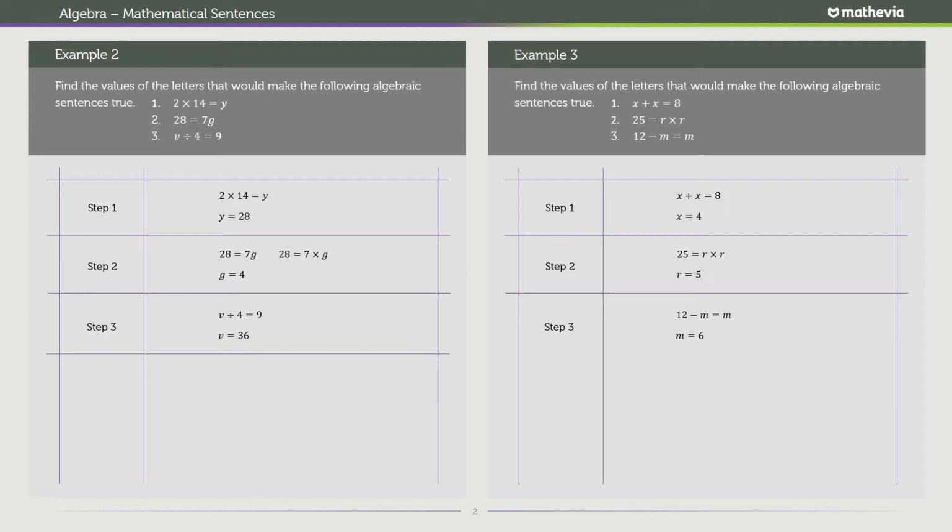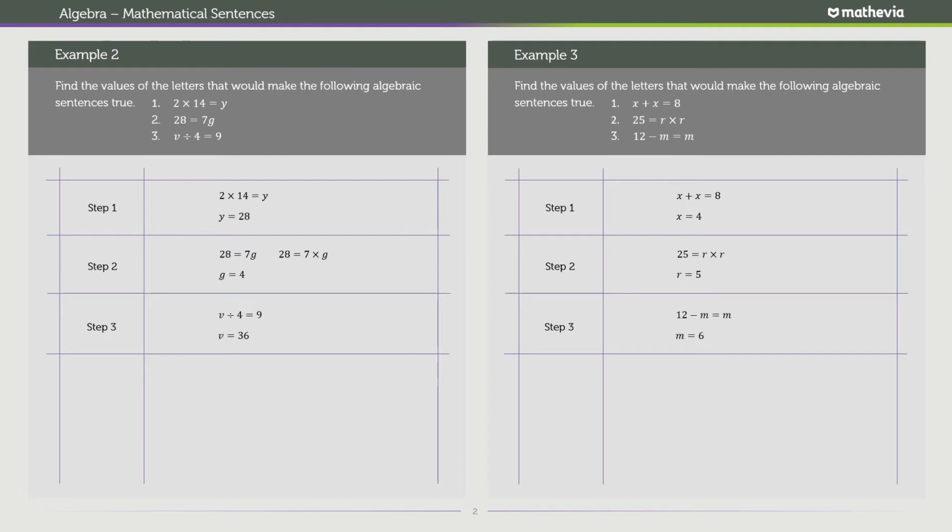You really just need to think about it. Very, very easy. What would I add to itself to give me 8? 4. What would I multiply by itself to give me 25? 5. What would I subtract from 12 that will give me the same number? 6, because 12 minus 6 gives you 6.